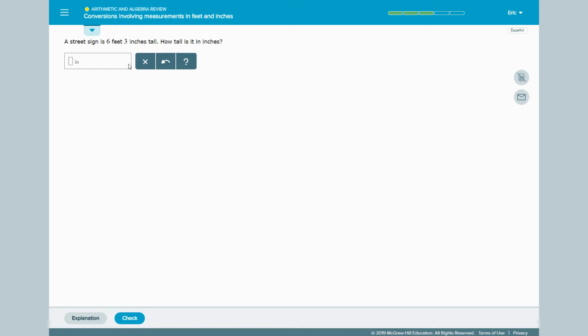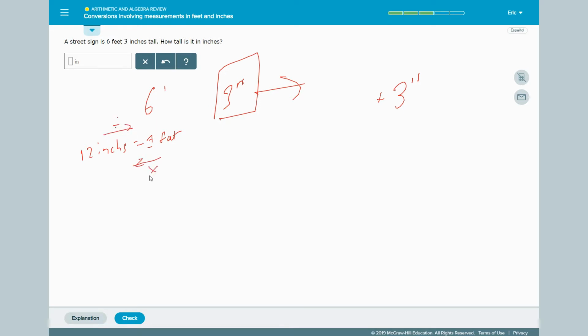So we have 6 feet 3 inches tall, and we're converting strictly to inches. If you didn't know, the single dash is feet, the quotation marks is inches. So our 3 inches, we can just put off to the side. We're going to convert our feet to inches and then add that back to our 3 inches. So there are 12 inches in 1 foot. Remember, if you're going from small to big, you divide.